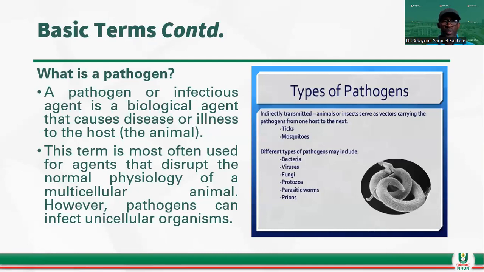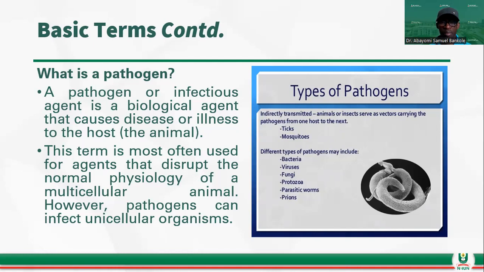Now, moving on, let's look at pathogen. Now, a pathogen or infectious agent is a biological agent that causes disease or illness to the host, that is the animal. Now, this term is most often used for agents that disrupt the normal physiology of a multicellular animal. However, pathogens can also infect unicellular organisms.